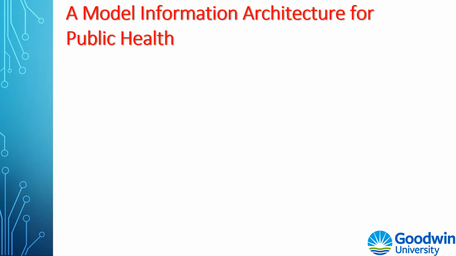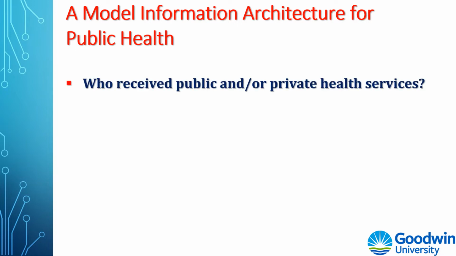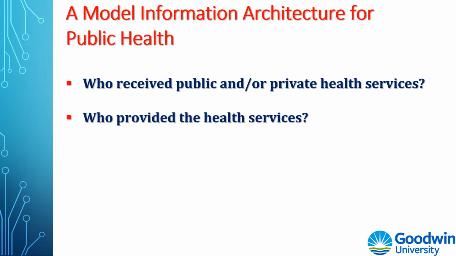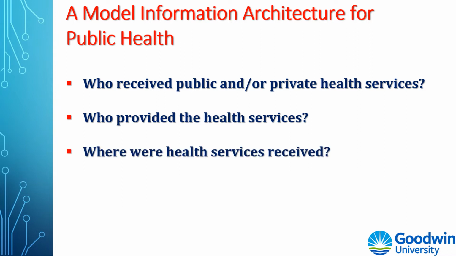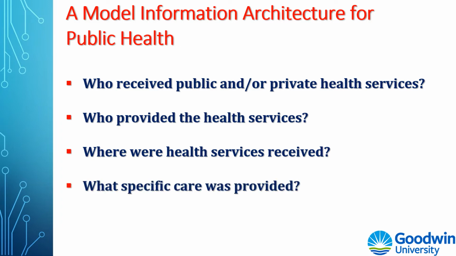Okay, so a public health information architecture must capture information about individuals, right? Who received public or private health services? We need to know who that was. We do need to trace that. Who provided those services? Where did they get them? Where were the health services received? In what town? What municipality? Were they in the same population where that person lived? What care was provided? That also needs to be in there.